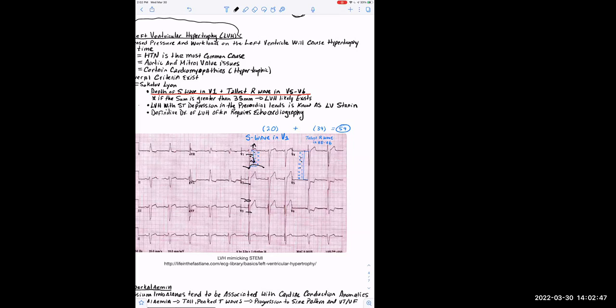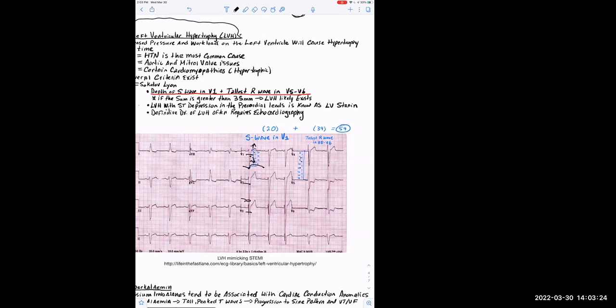If you appreciate this T-wave discordance, as well as if you determine, hey, my QRS voltage is higher than normal, then you can be fairly certain that left ventricular hypertrophy is present, okay? All right? So what are my take-home points here? Right along with the main idea, left ventricular hypertrophy can cause, or does cause, ST segment elevation.